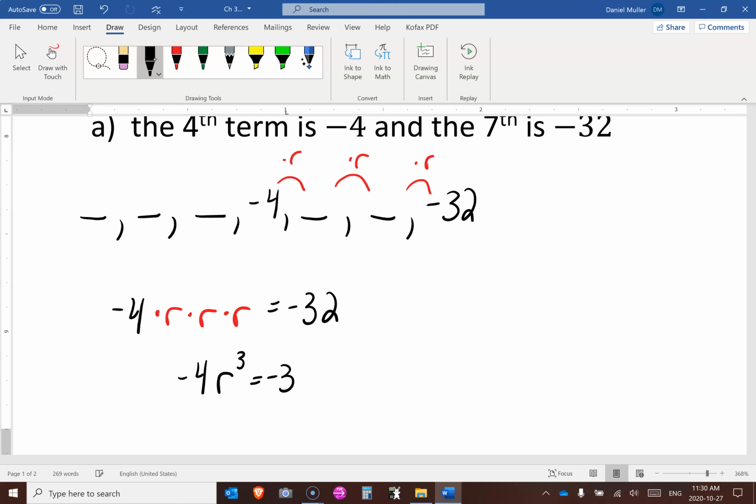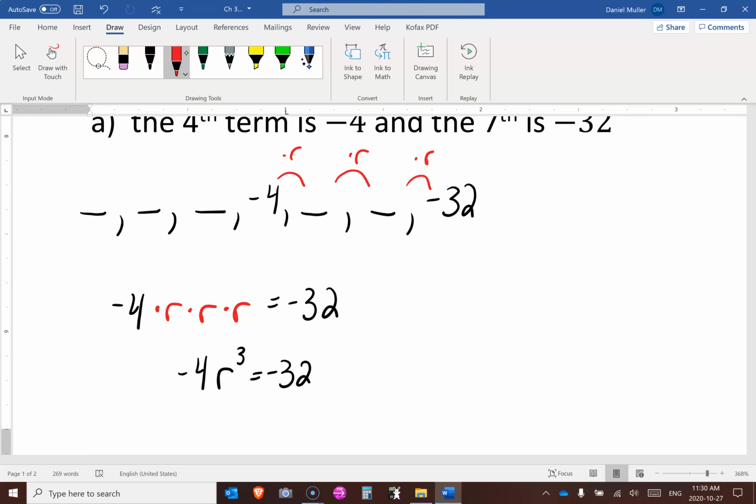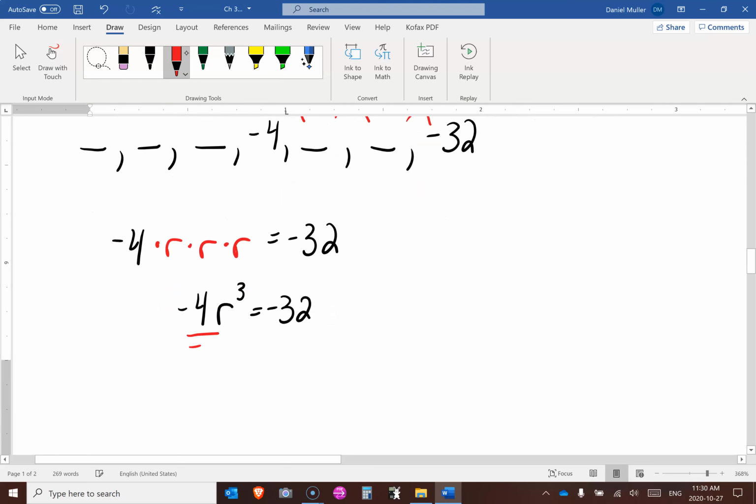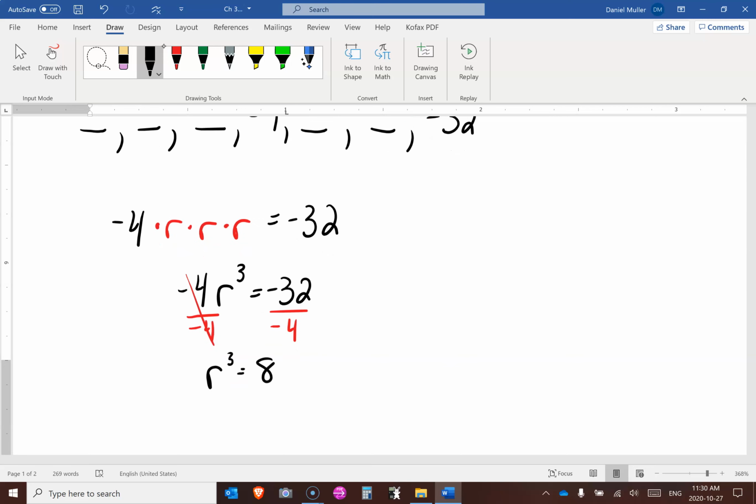Don't know why I wrote an 8. Now I can solve for R. I can divide both sides by -4. So now I've got R cubed equals -32 over -4, which is 8. Maybe that's where I got the 8 from.